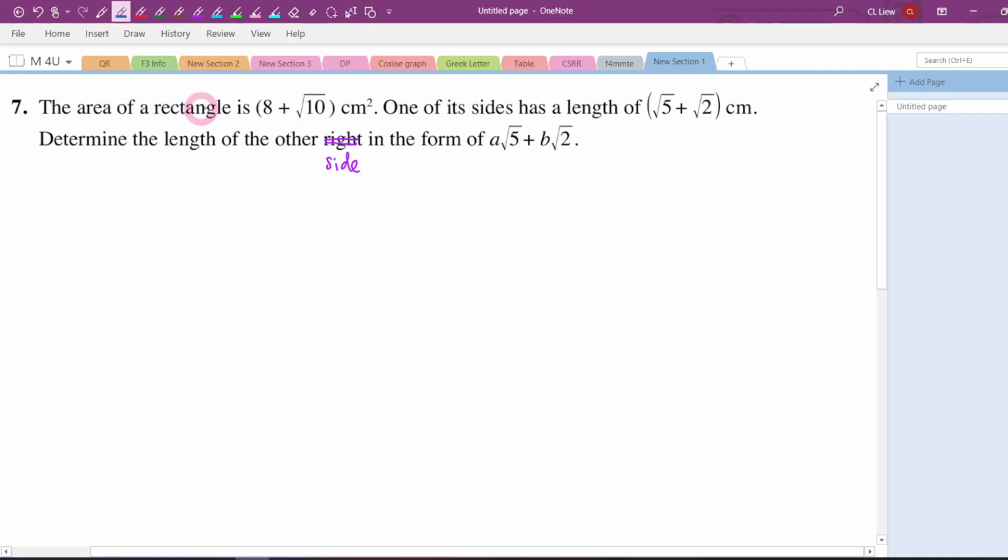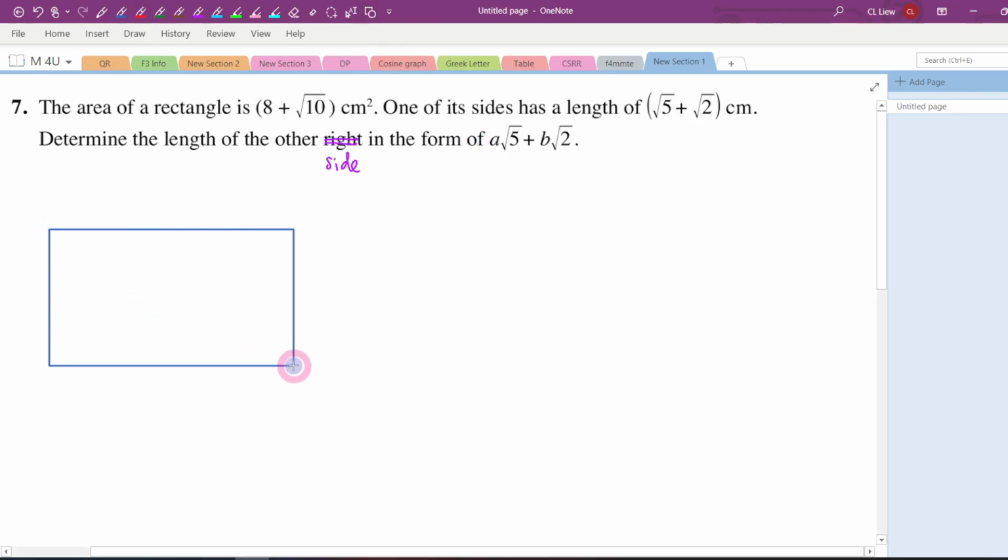The area of a rectangle is 8 plus square root of 10 square centimeters. One of its sides has a length of square root of 5 plus square root of 2 centimeters. Determine the length of the other side in the form of this. So let me draw a diagram for you first.